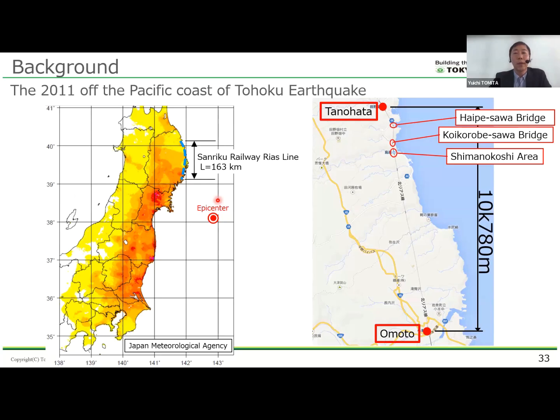The tsunami severely damaged tracks and stations of the Sanrik Railway at many locations, and the entire line was shut down. This presentation shows the construction of the GRS integral bridge used for the restoration between Omoto and Tanohata stations here.